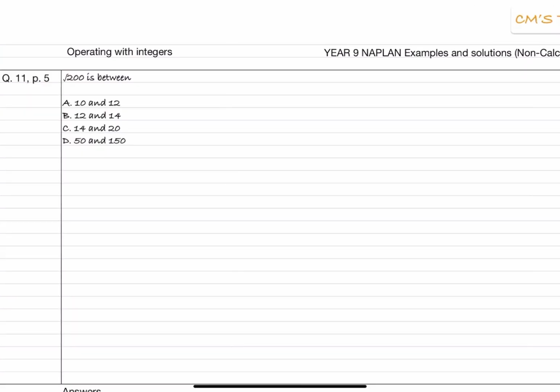So this will be our last question, for NAPLAN 2009, question 11 on page 5. Root 200 is between. This question is asking you to find what two whole numbers root 200 falls between. That means between what two perfect squares is 200? So as usual, we can go one by one. 10 squared equals 100. 12 squared equals 144.